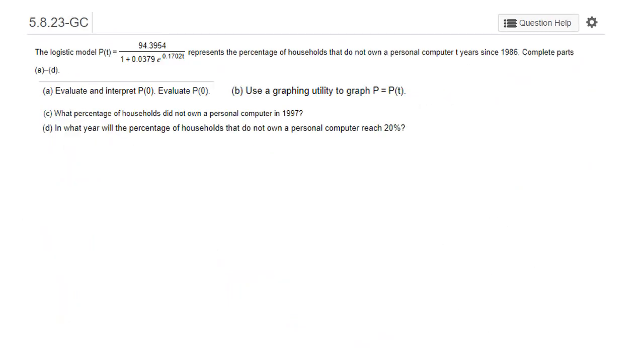Okay, now we have something called a logistic model. It looks a bit more complicated, but it's still fundamentally an exponential function of one variety or another. It represents the percentage of households that do not own a personal computer, where T is measuring years since 1986. So for example, if T is equal to 3, that represents the year 1989. Evaluate and interpret P of 0.